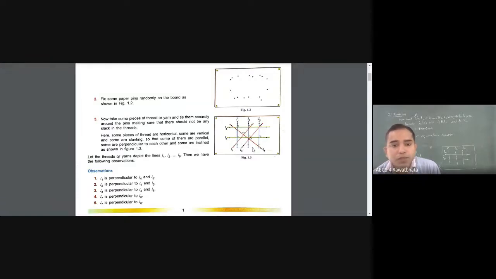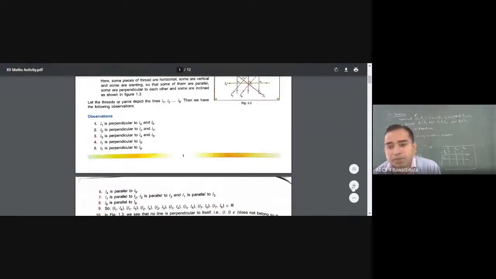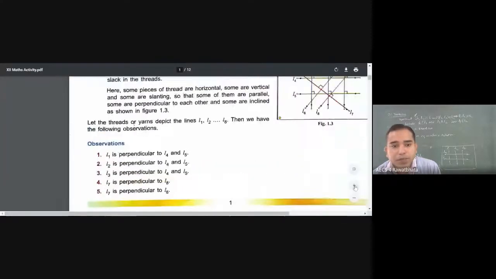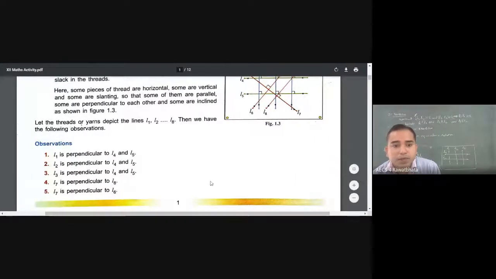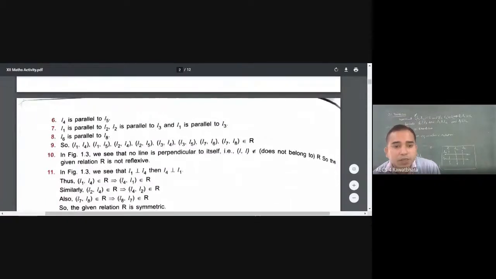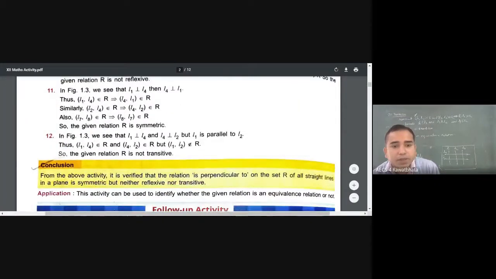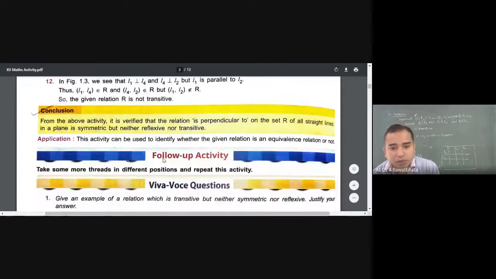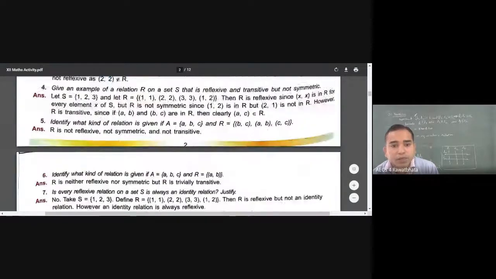This is the figure you can see. Can make it bigger. So observations, as we discussed, the same kinds of observations have been noted. Then, as per your requirement, whatever you have to prove, you have to prove it is not reflexive. You can write your logic. You can quote certain examples. Similarly, for symmetricity and transitivity. Yes. Then it was activity number 1.